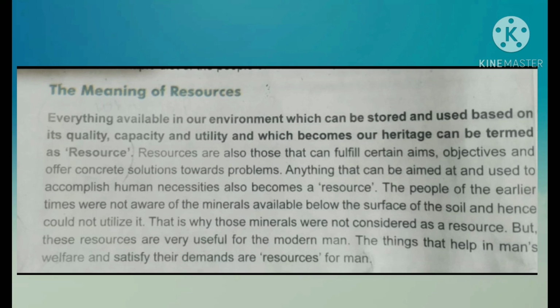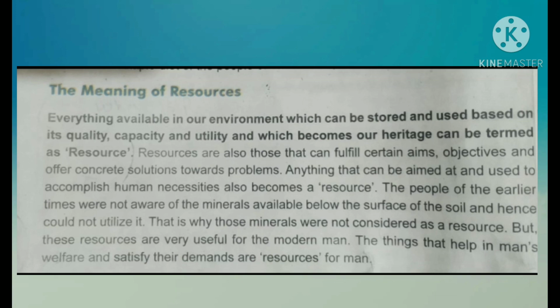Anything that can be aimed at and used to accomplish human necessities also becomes a resource. Human necessities means the things which fulfill human necessities. Means if we are taking water, petrol, etc.